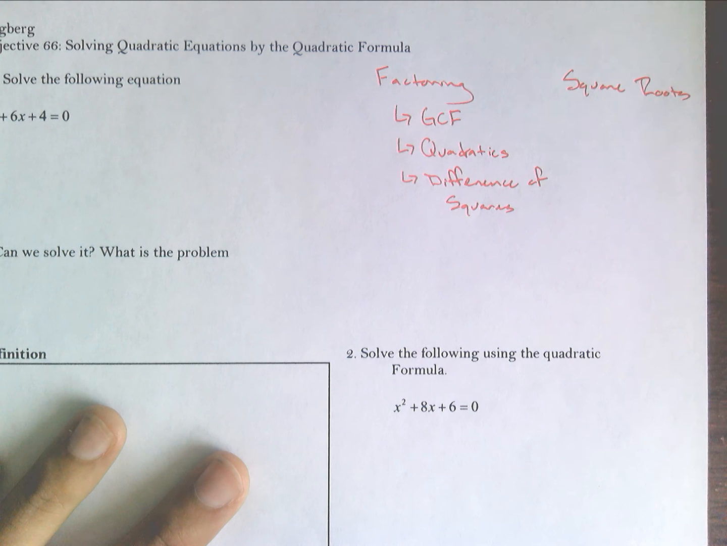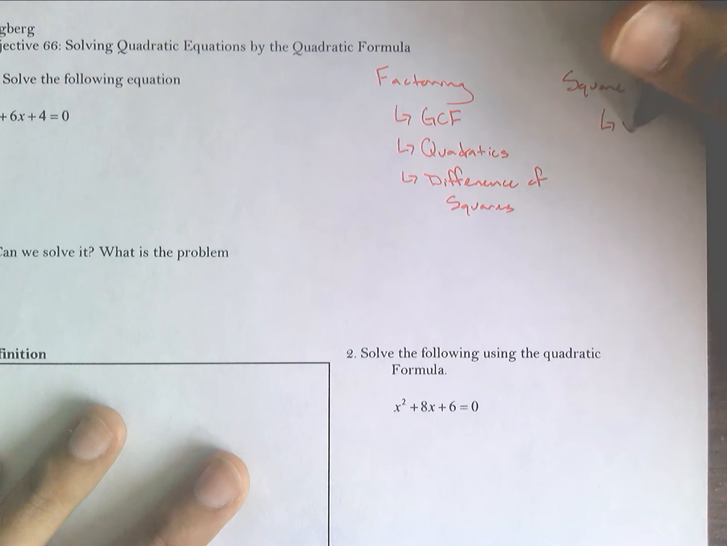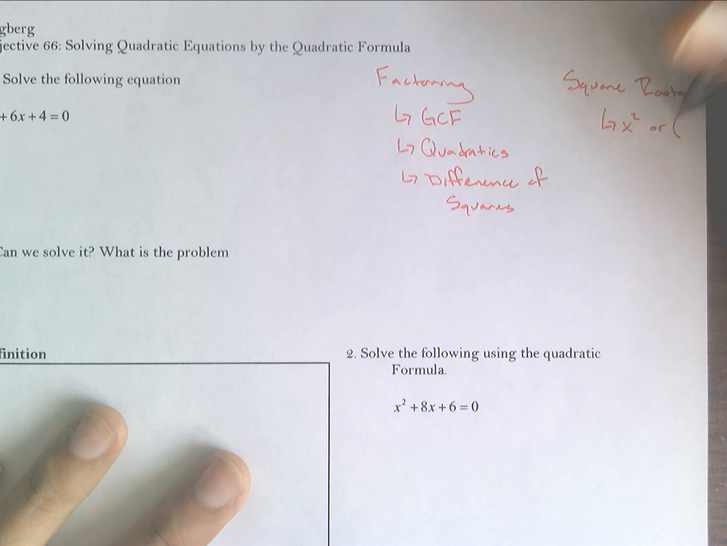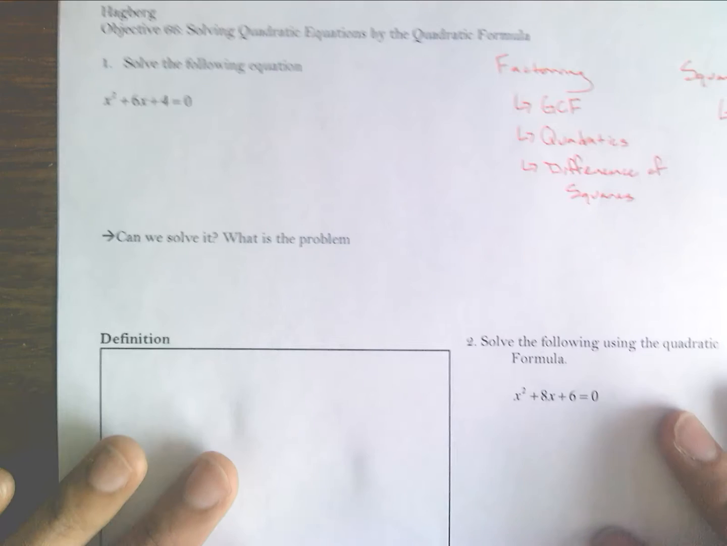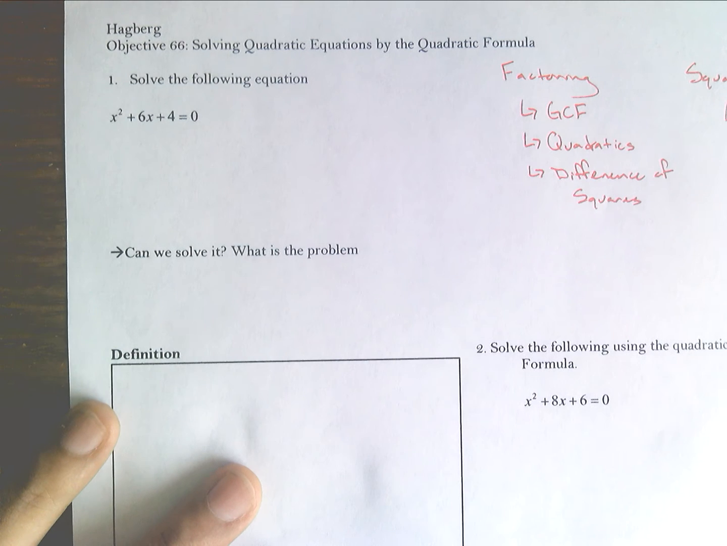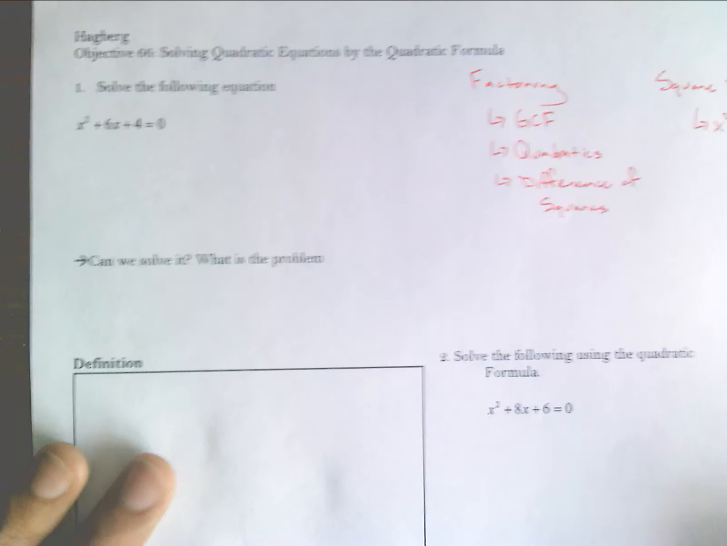Solving equations using square roots was when we had an x squared or parentheses squared. Those were the last two objectives. So let's take a look at this first example. We have x squared plus 6x plus 4. Well, let's see if we can factor it.